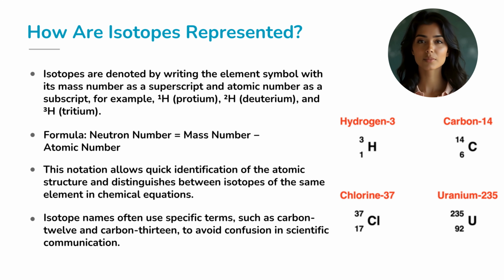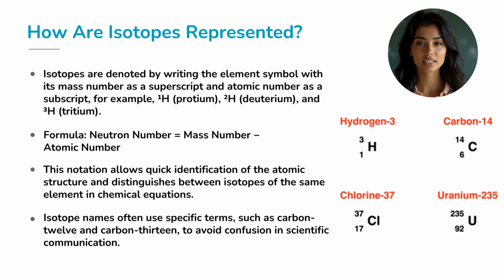Isotopes are represented by writing the element symbol with the mass number as a superscript and the atomic number as a subscript. For example, protium is written as H with 1 as a superscript, so ¹H. Deuterium is written as H with 2 as a superscript, ²H. Tritium is written as H with 3 as a superscript, ³H.